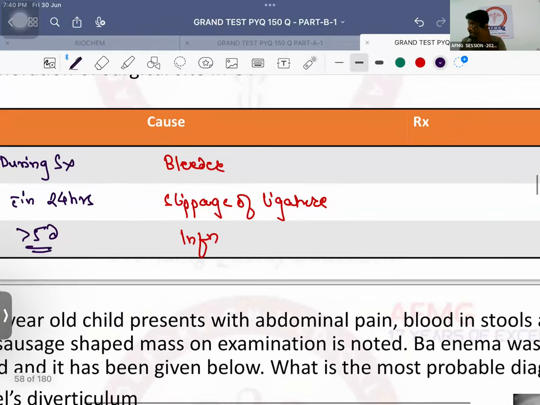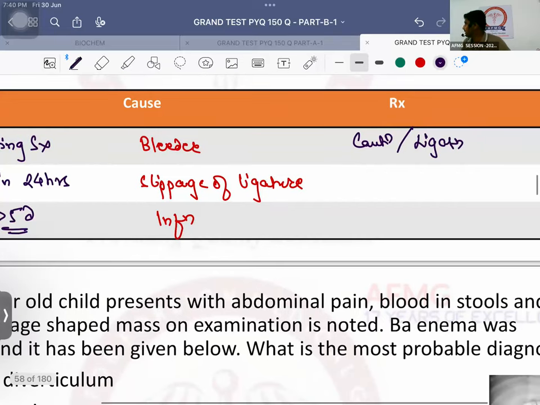Treatment. If it is a primary hemorrhage, that means the patient is open in front of you. So treatment will be directly just cauterization of the vessel if it is a small vessel, or we can go for a ligation of the vessel if it is a larger one. Okay?